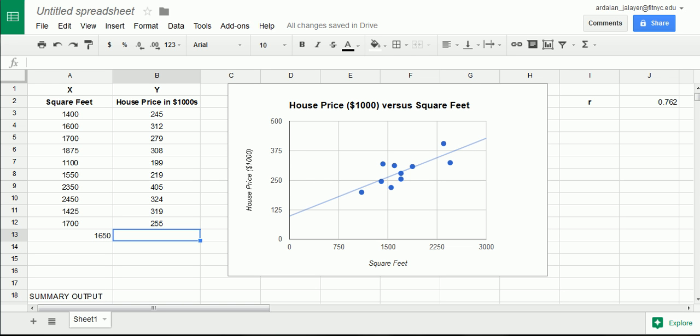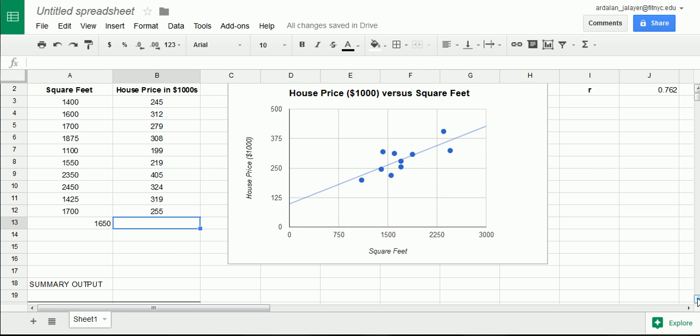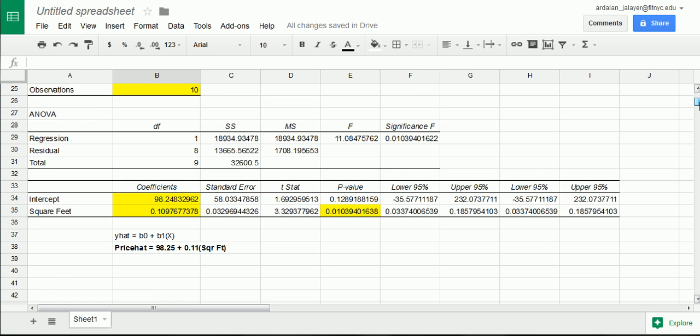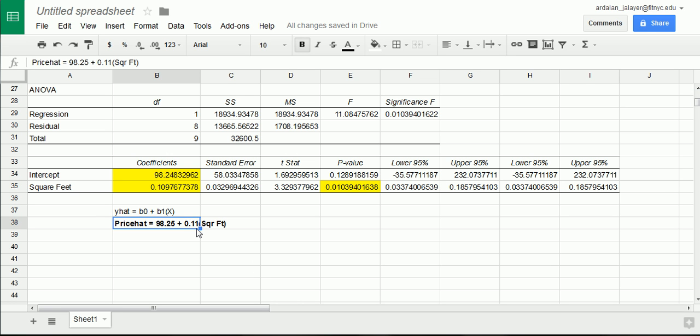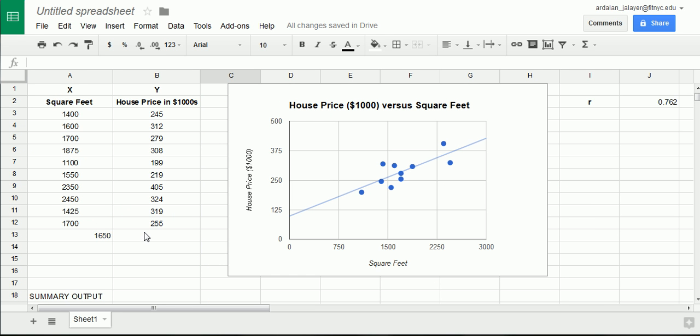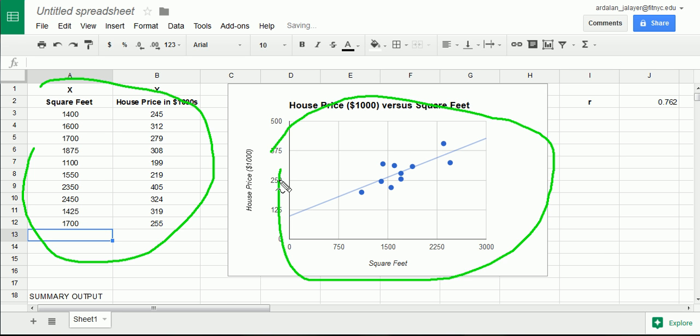Okay, now that we understand some tools for assessing a simple linear regression model, let's apply them. Let's come back to Google Sheets and apply those techniques to the model that we discovered, namely this equation here, right? Which was computed using the data we have here, and the scatter plot here, okay?